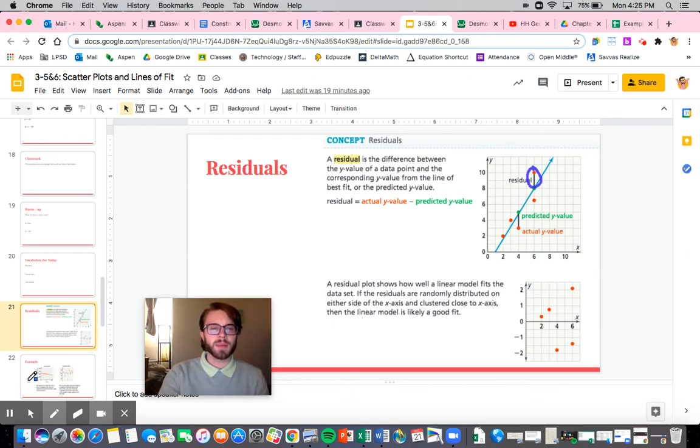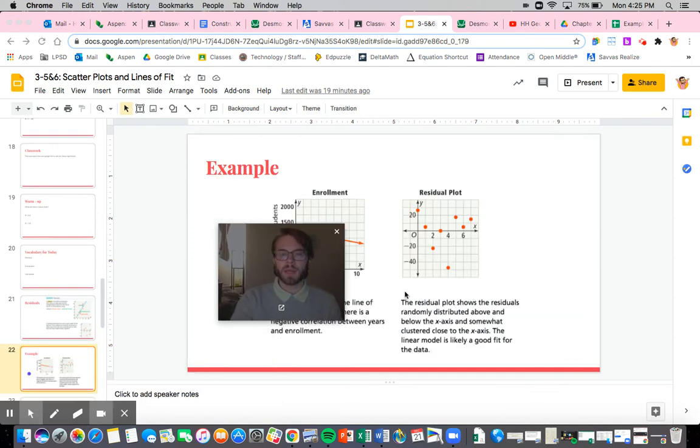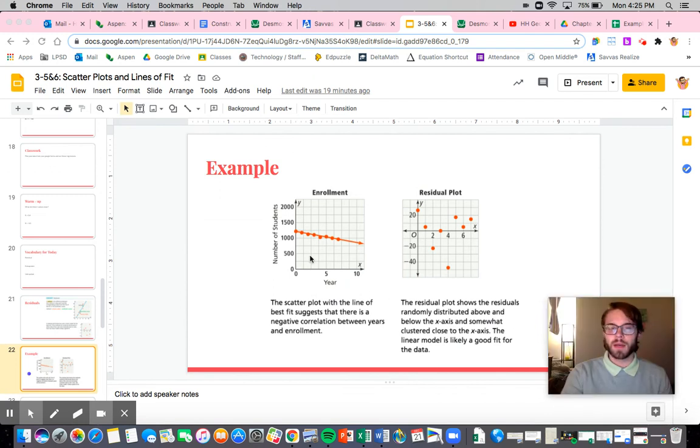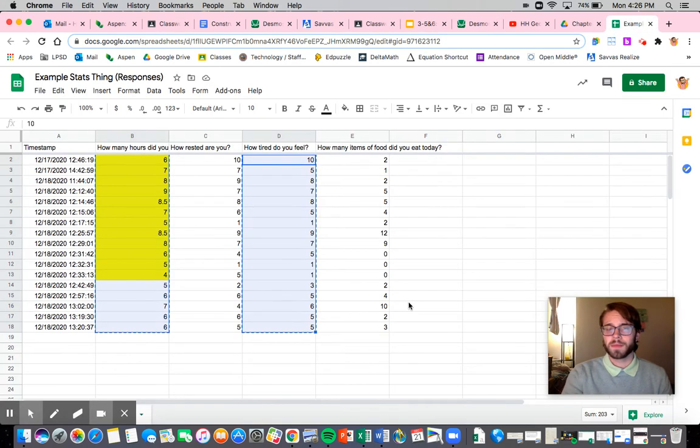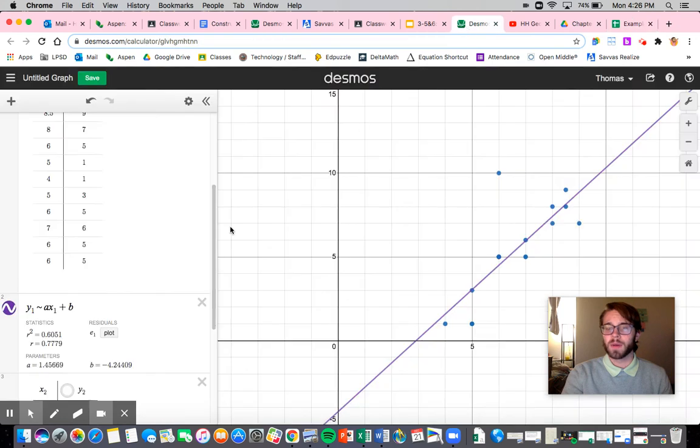So for example, here, the scatter plot with the line suggests that there's a negative correlation. And the residual plot, when we look at that, see how it's kind of all over the place? So the linear model is probably pretty good. All right. So if I were to go to Desmos and look back here, you can see I can easily just plot my residuals by hitting the plot residuals button.